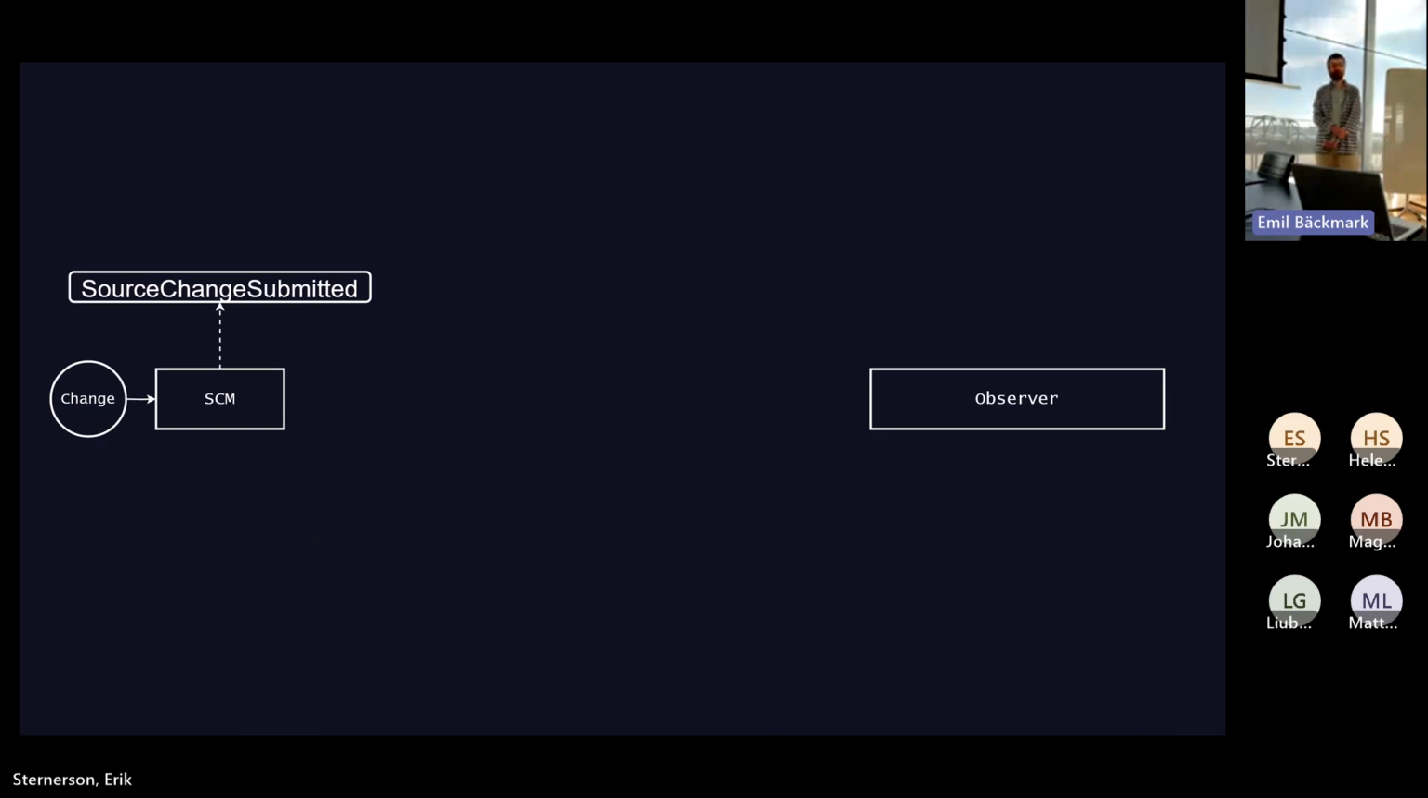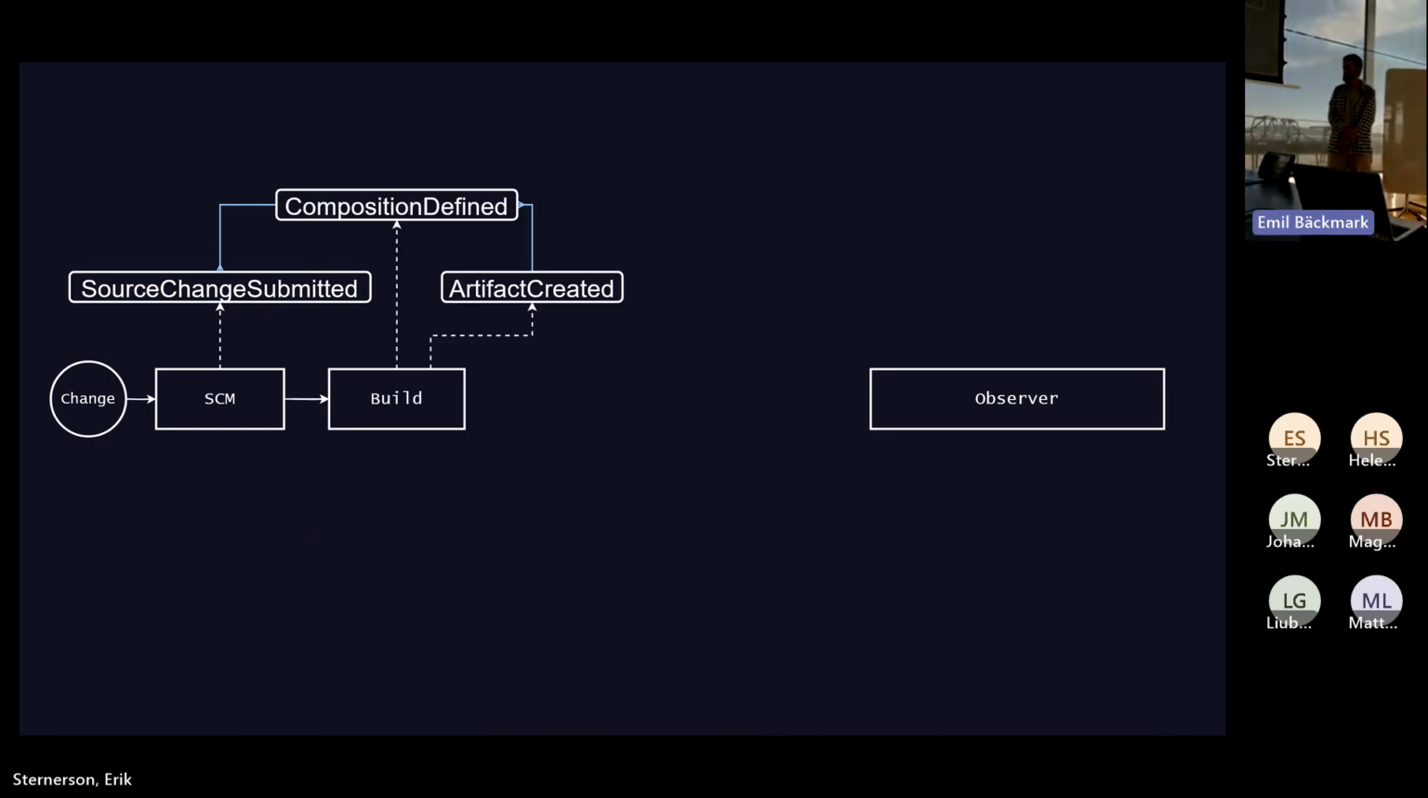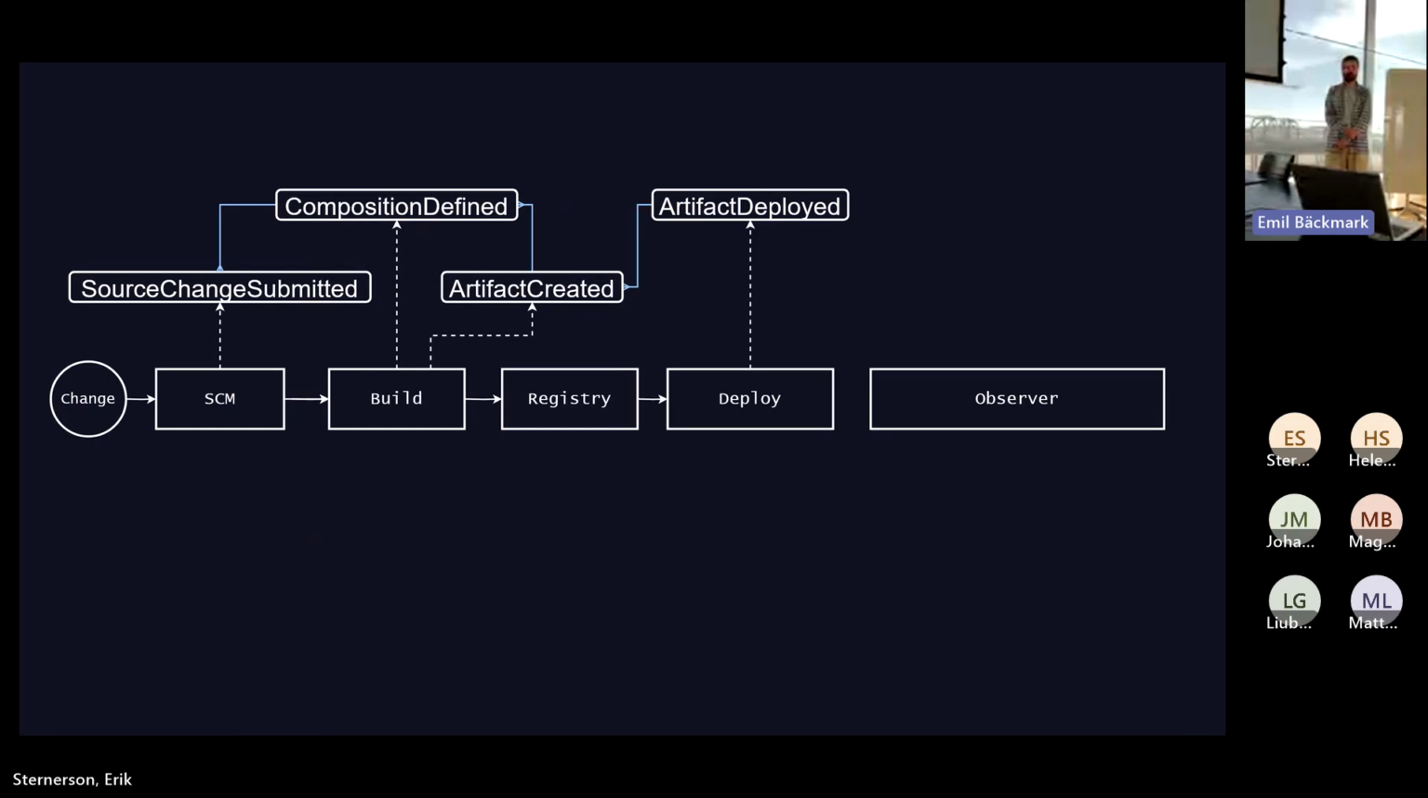Say that we have a new change coming in, and we have this observer again who wants to calculate lead time for changes. Well, depending on how your pipeline looks, there will be a bunch of steps. Probably the first step is something related to a source code management system. Probably you would have source change submitted being sent from that. Maybe the build system sends 2 messages, composition defined, pointing to the source change, and then artifact created when it has actually built something, pointing to this composition defined. From the registry, you might have an artifact published message, but we don't actually need it in this case, so I didn't include it in the picture. And then it gets deployed somewhere, and then you have artifact deployed.